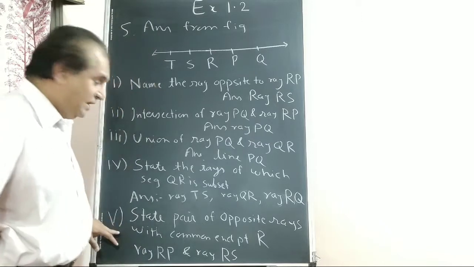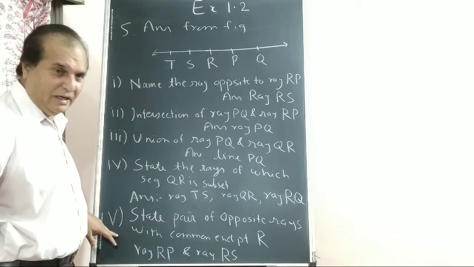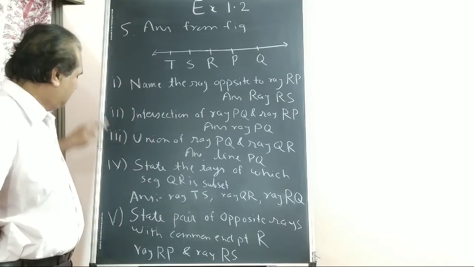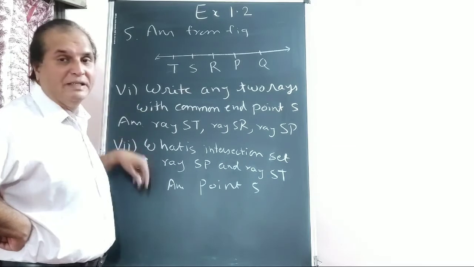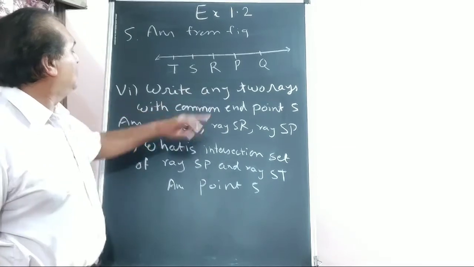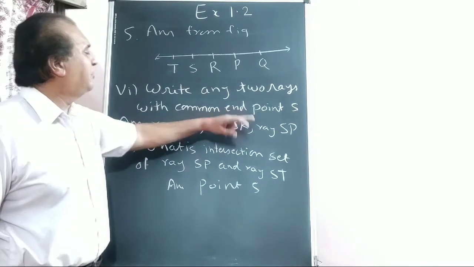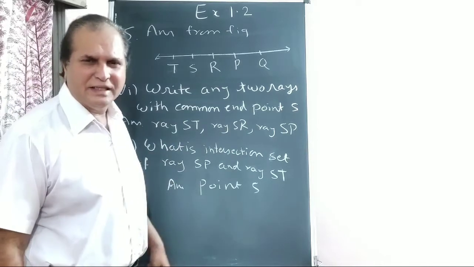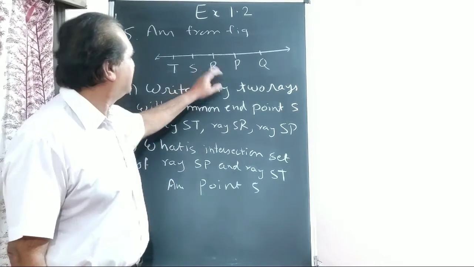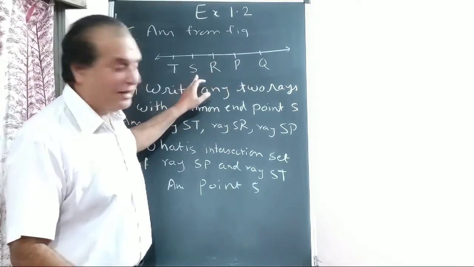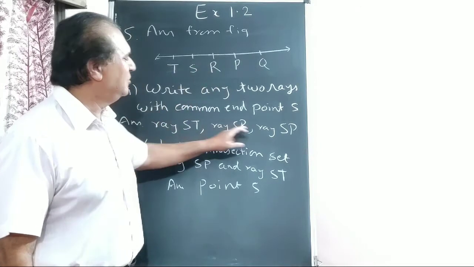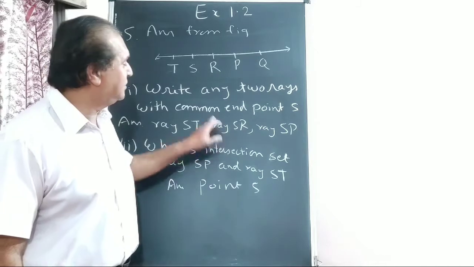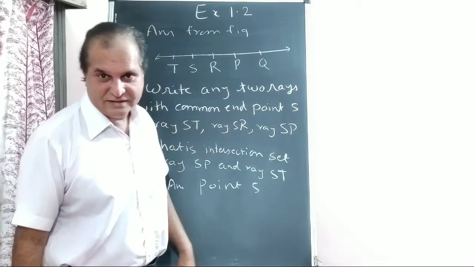Getting? Still 2 questions are remaining. I am showing you, 1, 2, 3, 4, 5, 6, 7. We'll do it. Question number 6. Write any 2 rays with common endpoint S. Not necessarily opposite rays. Ray SR, ray SP, ray ST. Any 2 you can write, but they should start with S.